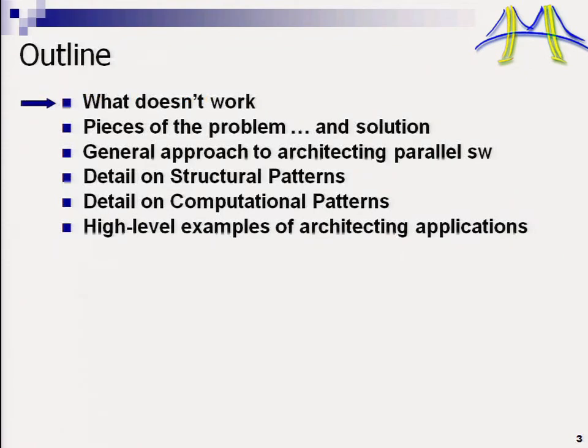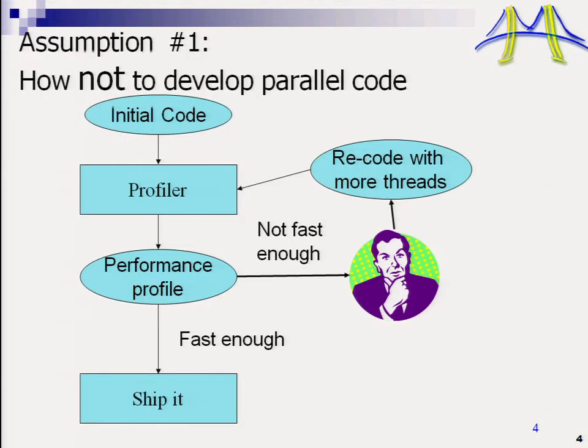So we want to talk about how we write parallel software, and I'd like to start with what doesn't work particularly well. This is not how to develop parallel code: you take your code, run it through a profiler, and do the performance profile. If it's not fast enough, you go back to your office or cubicle, scratch your head a while, recode it with more threads, and profile it again. This may seem like a straw man, one of those things academics love to say, let me set this up so I can knock it down.